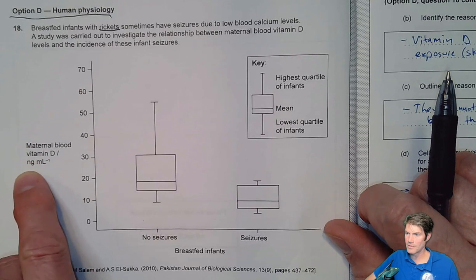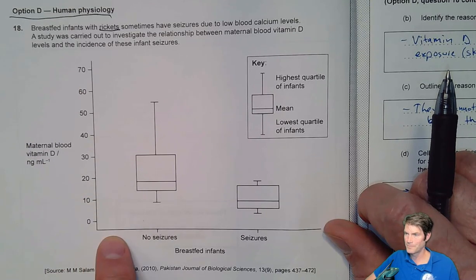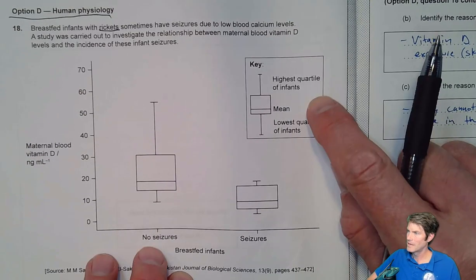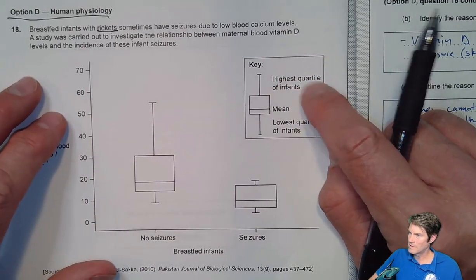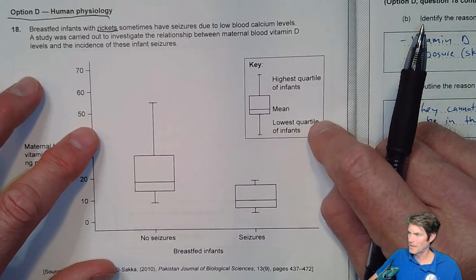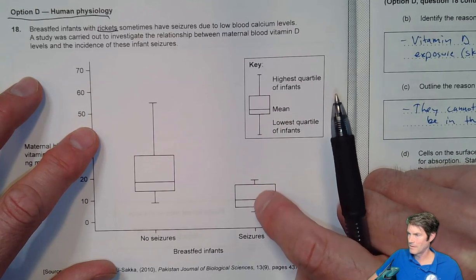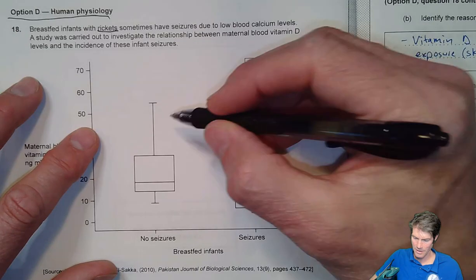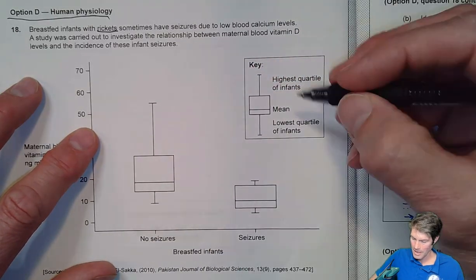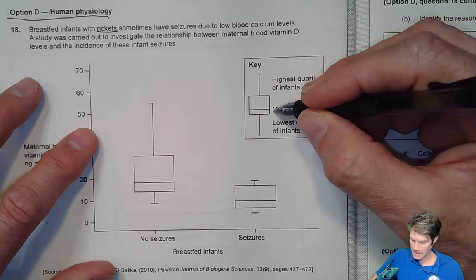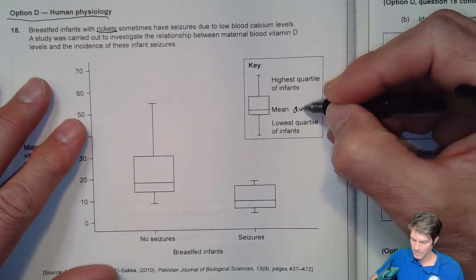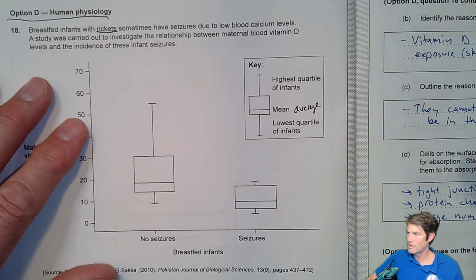So here's nanograms per milliliter. You don't need to know that. Just remember it asks, you can write it down. 0 to 70. And these are broken into these quartiles. Highest quartile, it's kind of 4 different ranges. 1, 2, 3, and 4. And this is the mean, which is the average, right? So the average number.